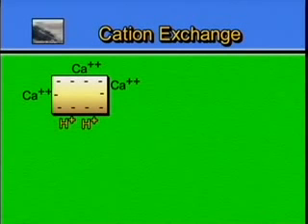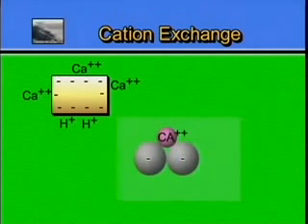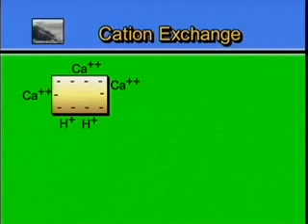Now, this is on an equivalent charge basis, meaning that it takes 1 negative site on the surface of the particle to hold a hydrogen cation, since it has a charge of +1. It would take 2 of these negative sites to hold a calcium, since each calcium cation has a charge of +2. So let's say that we've got an equilibrium established in the soil with this type of proportion of cations being held on the surface of the exchange sites.